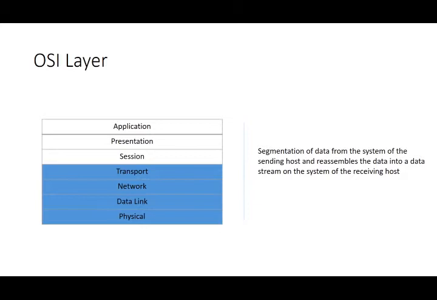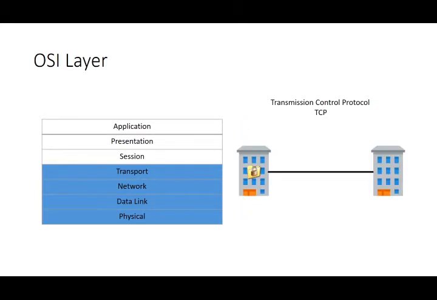Segmentation of my data and reassembling that data when it is received on the other end. So an example would be a large corporation. You want to transfer a file from one location to another location, and if that has to be done reliably because the data is important, well, the transport layer has a service called TCP, Transmission Control Protocol, that can do that for us.